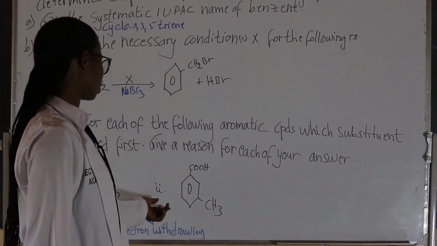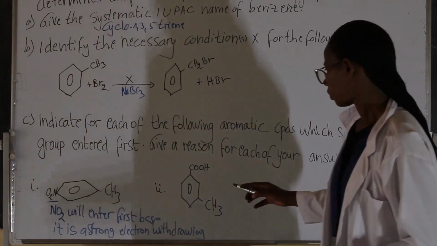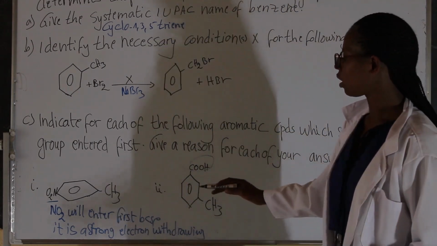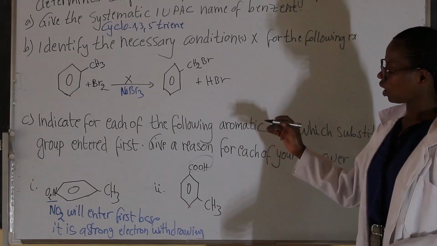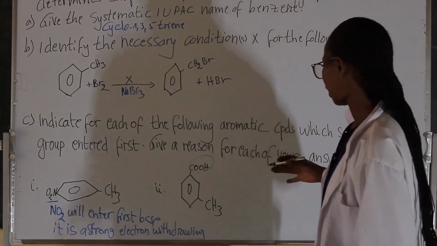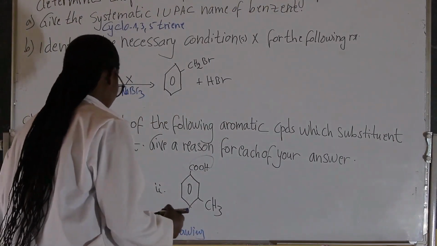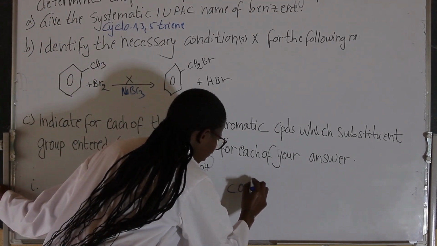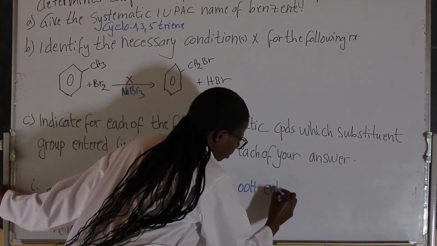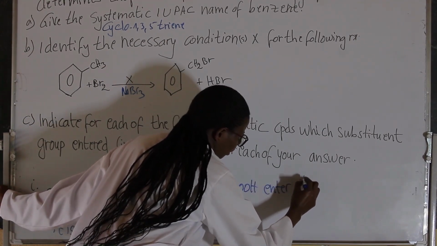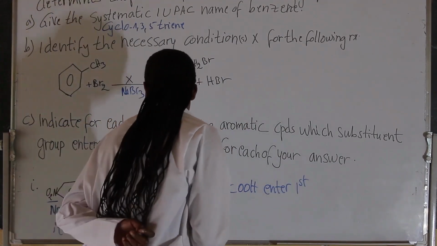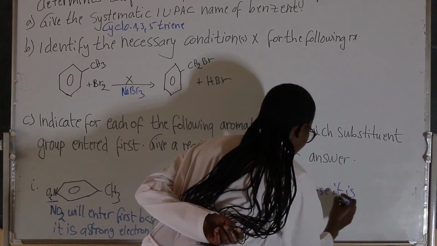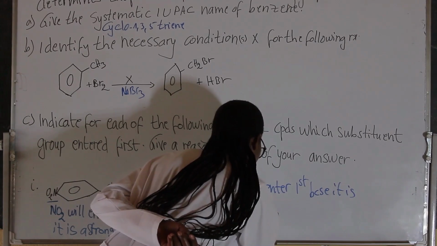Now for compound number B, this carboxylic acid group will enter first because it is a good electron losing, proton losing group. COOH enters first because it is good.